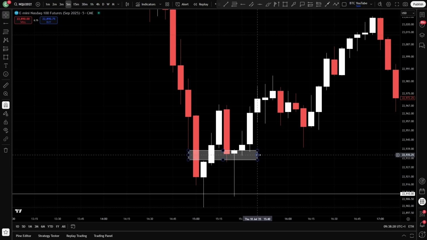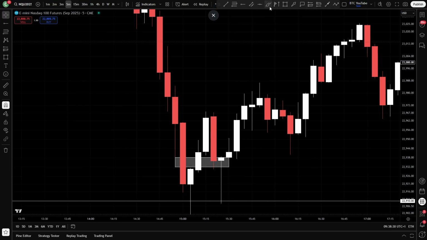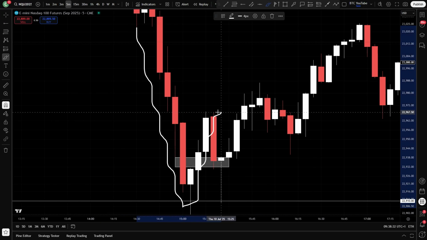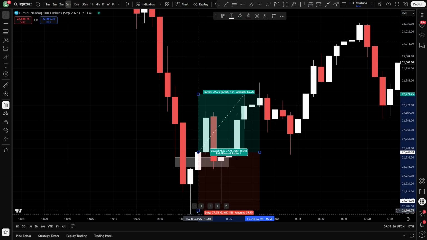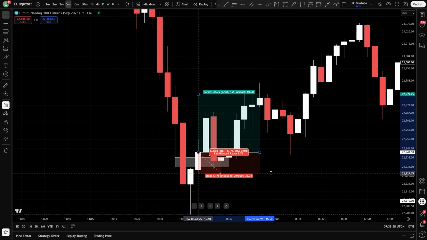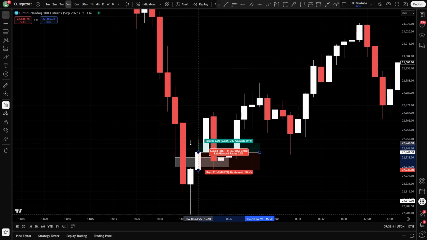Let me just zoom in on this. So you've got everything that you want, that big V shape down, V shaping back up on the 5 minute really nicely here. We do get the entry trigger, which is there. And you can see we came up, hit the 1 for 1 pretty much straight away.